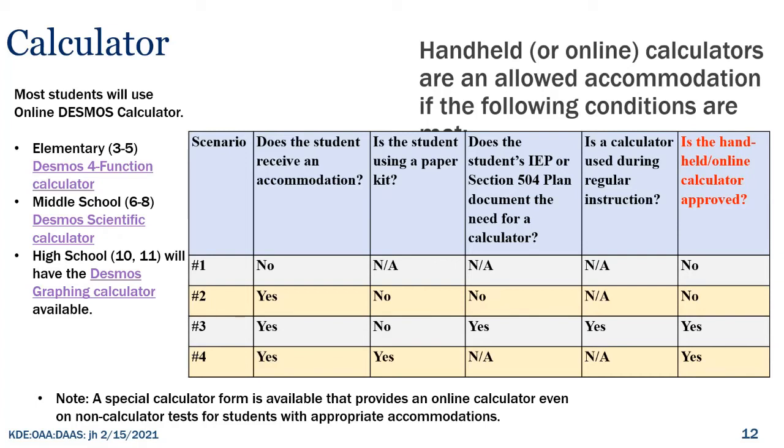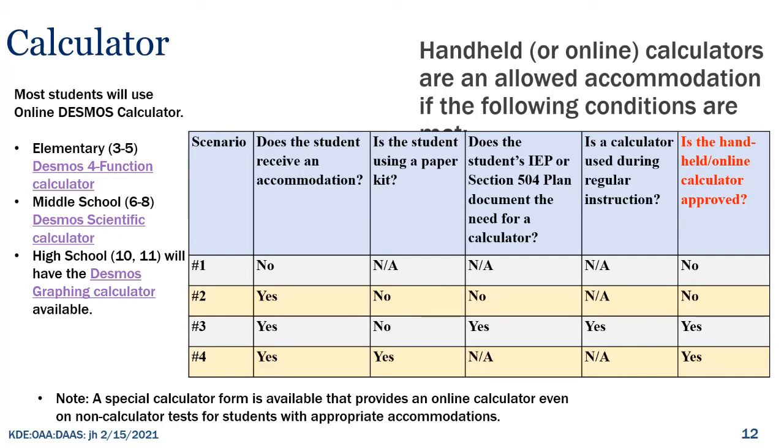In the chart on the screen, you can see the 4 most likely scenarios to occur, which dictate whether a handheld or online calculator can be provided as an accommodation. As you read the chart across, if a box is marked NA, it means the answer to that question is irrelevant, as you already have enough information to make a determination on the use of the calculator.